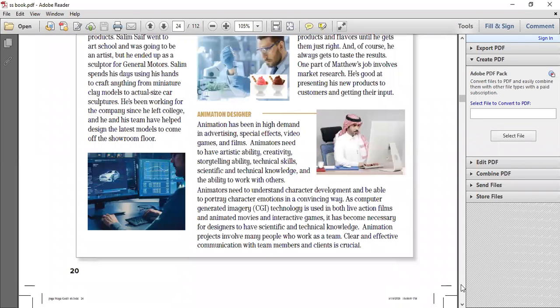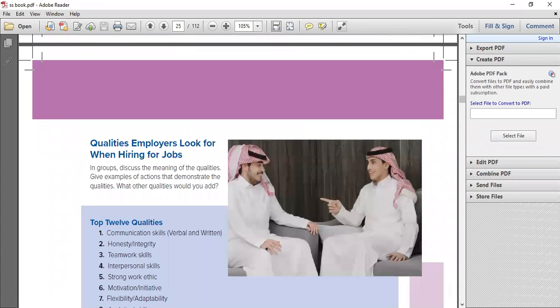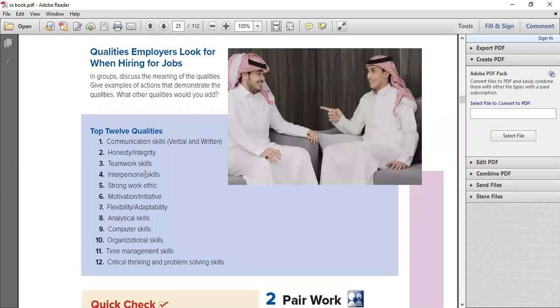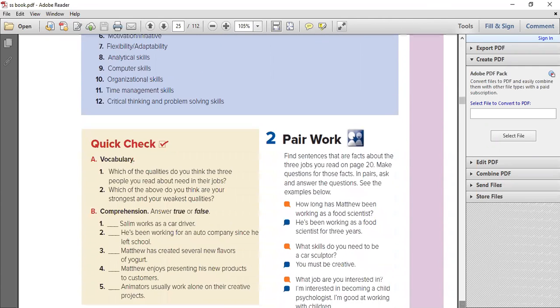Then we move on to Unit 2. Here are some of the top 12 qualities. I don't need you to remember them. Just have a look at them and know their meaning. Maybe I will write them in a sentence so you will be familiar with them. Okay?